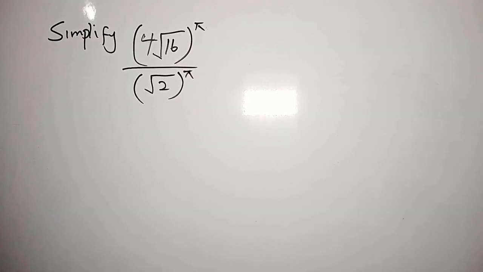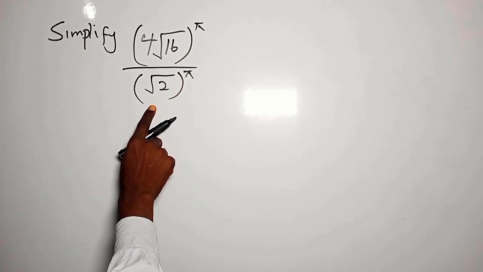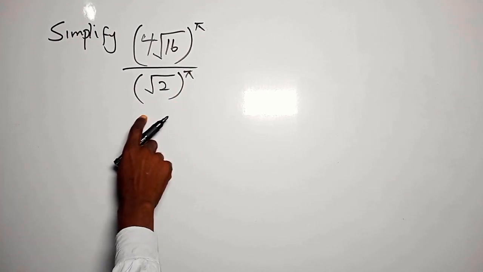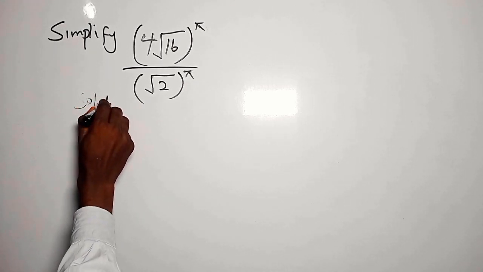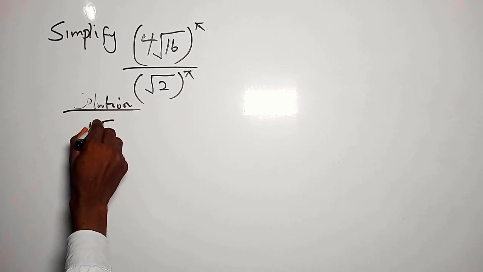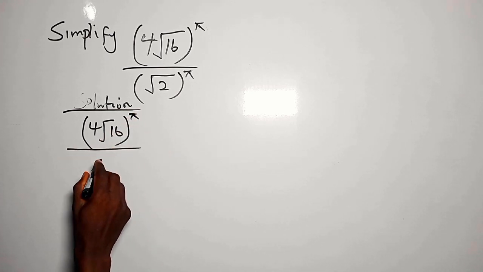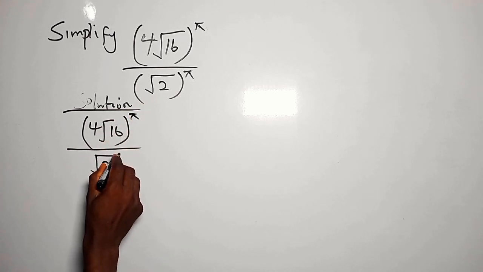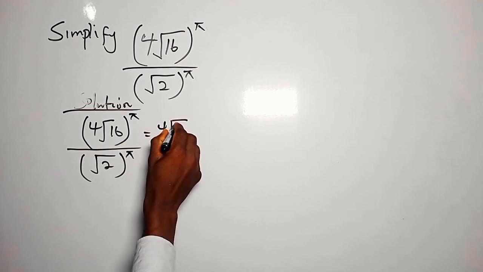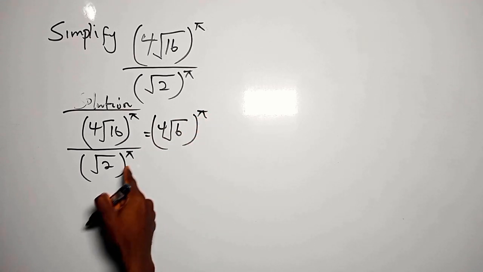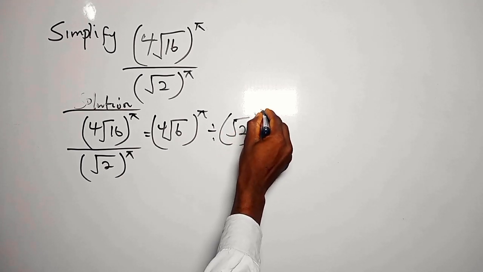The question says simplify the fourth root of 16 raised to power π, divide the square root of 2 raised to power π. Okay, so how do we solve this? How do we simplify this? Solution. For the fourth root of 16 raised to power π, divide the square root of 2 raised to power π. So we can write this as the fourth root of 16 raised to power π, divide the square root of 2 raised to power π.